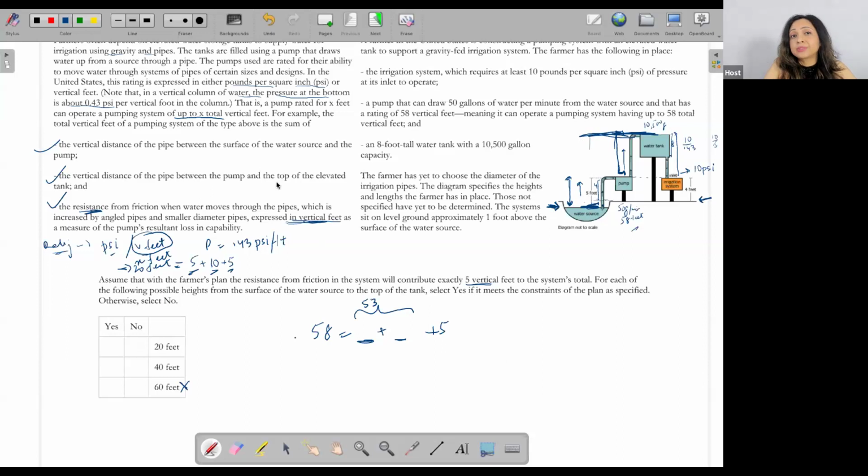Now, look, they have given us that the pressure required over here is 10 psi, which gives us that this vertical column that is required is something greater than 20 feet. And when I add another 5 to it, it is for sure I need this entire height to be something more than 25 feet. So that is why my 20 feet is also not possible.